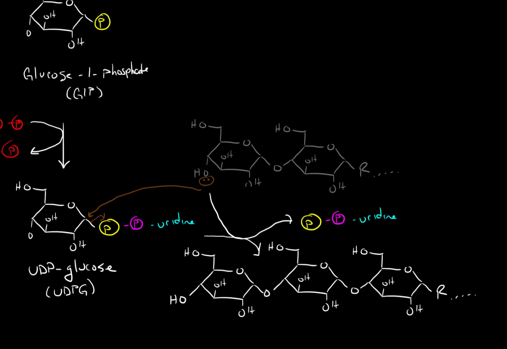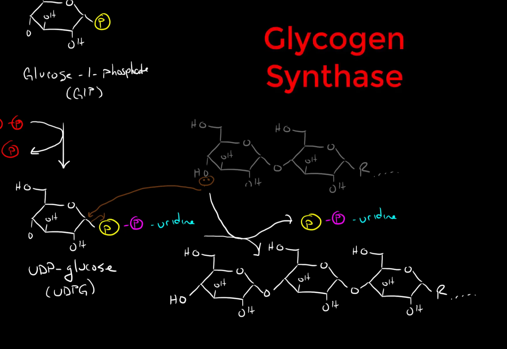The enzyme that carries out this reaction is known as glycogen synthase. And I want you to keep this enzyme in mind because it plays a really important role in how glucagon and insulin are able to regulate glycogen synthesis and glycogen breakdown.